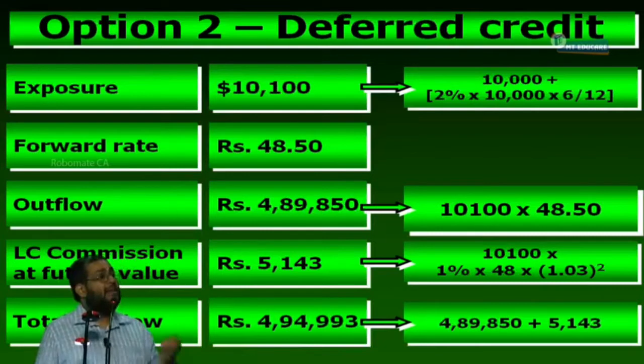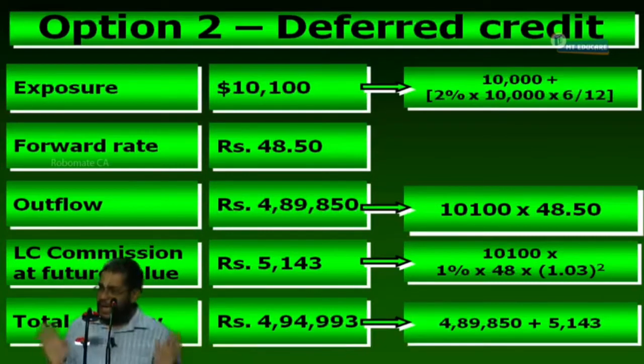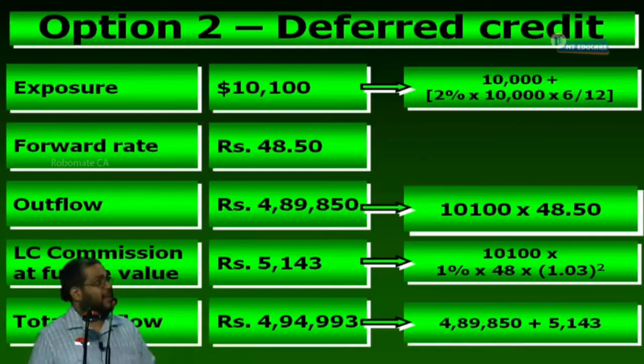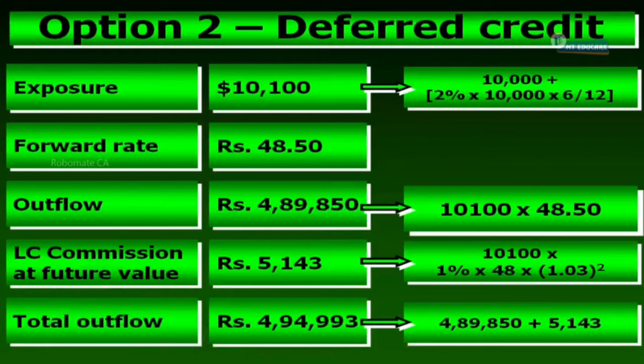But I feel this is the better method, because the bank charges commission not for the consideration you are paying for the import of goods. They charge commission for the cover they are giving you. How much cover are they giving you? $10,100 cover. So for the $100 also you should pay 1% commission, or not? In that case, this is a much better way of presenting it. So this is how you can present it in the examination.